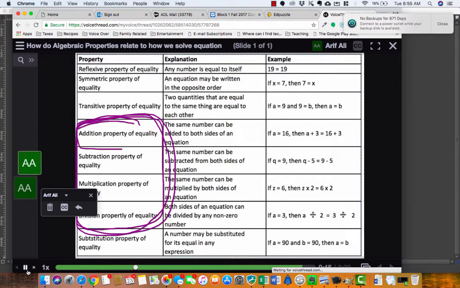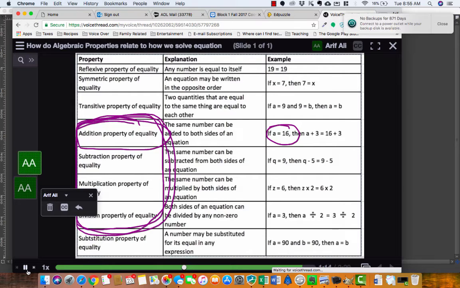Addition property of equality. If you have an equation like a equals 16, the addition property of equality says you can add the same number to both sides of the equation without changing the equation. So you have a equals 16, you add 3 to both sides. A plus 3, 16 plus 3 is 19, is equal to 16 plus 3, 19. That's all this says, is that you can add the same number to both sides.